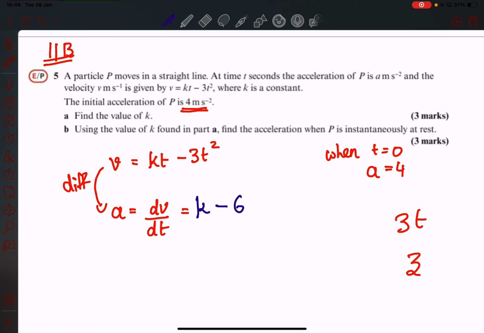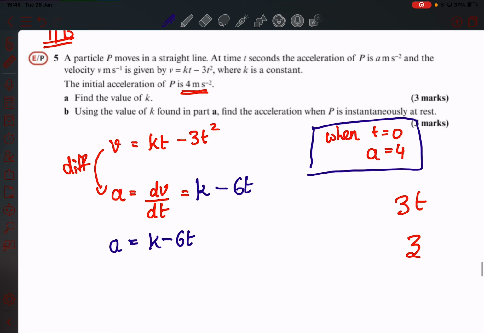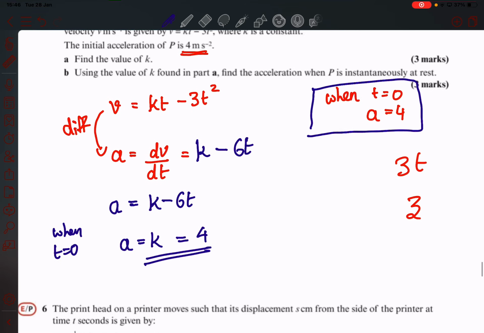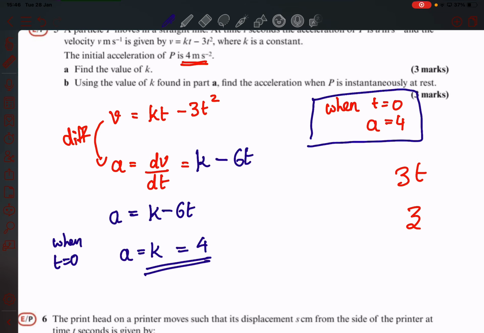So I know that the expression for acceleration is k minus 6t. And I know that when t is equal to 0, a is equal to 4. So if I plug in that condition, when t equals 0, I get a is equal to k, and I know that based on the data, this is supposed to be equal to 4. That means k is equal to 4. So we use the data that is given to us, but the data was in the form of acceleration, so I differentiate the expression to get to acceleration.